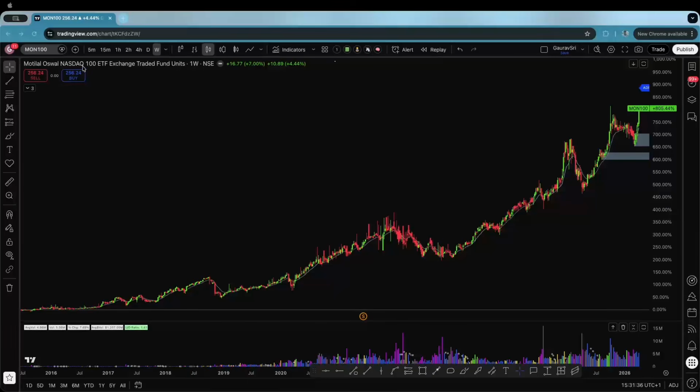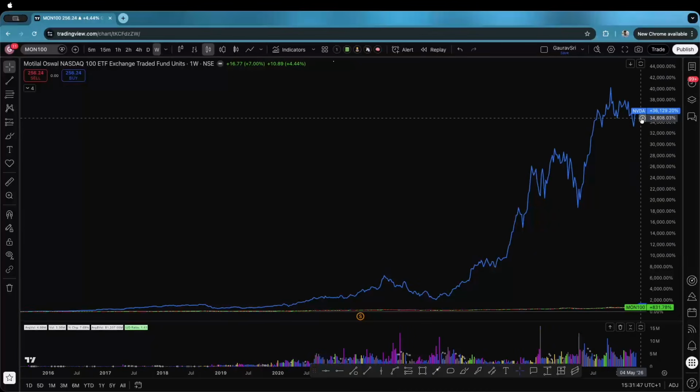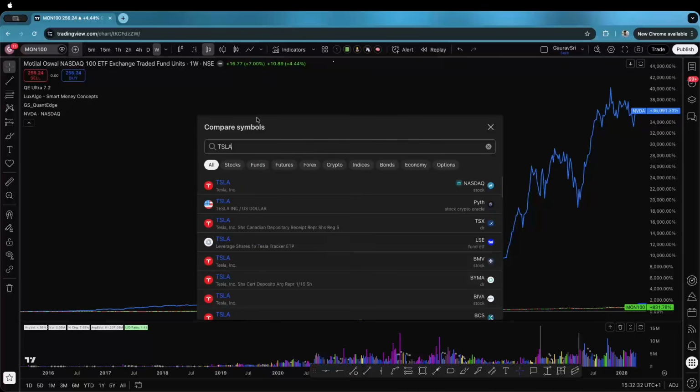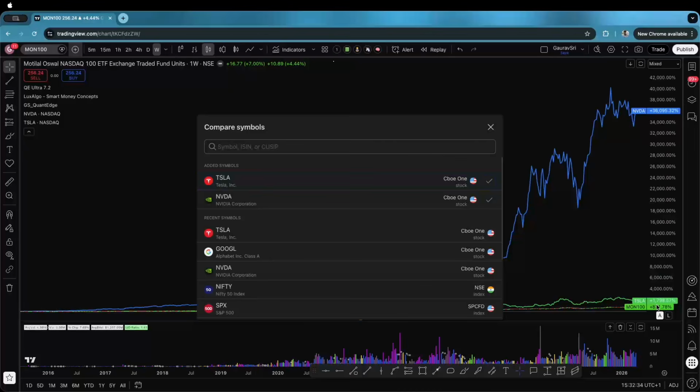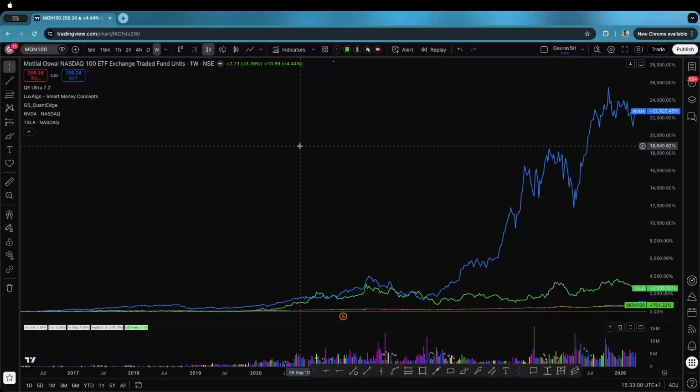If you see my screen again, in the last 10 years Motilal Oswal's Nasdaq ETF has given, let's say, 800% return. But if I just add Nvidia on the same scale, Nvidia has given 36,000% return versus 800% return of this ETF. Or if I add Tesla, Tesla has given 1700% return against 800% on the ETF. This is the kind of outperformance you can capture if you invest directly in a stock, if you're able to identify these kinds of market leaders.